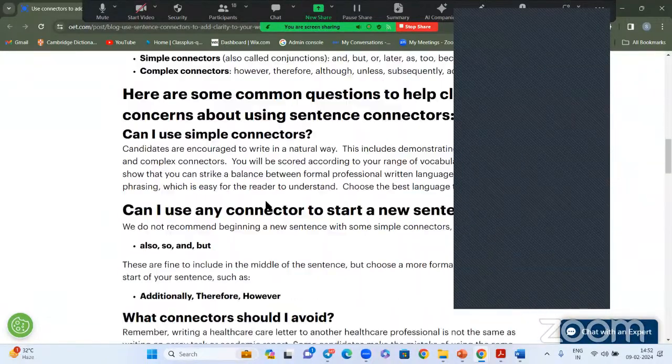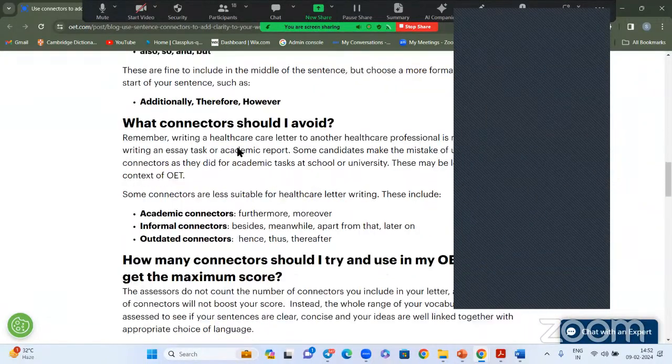So now, what connector should I avoid? Avoid furthermore, avoid moreover. Avoid informal connectors: besides, meanwhile, apart from that, this, later on. Then hence, thus, thereafter. These words you should avoid.